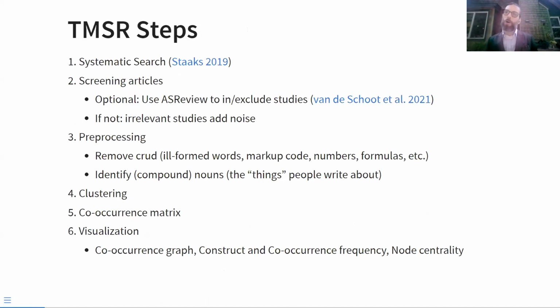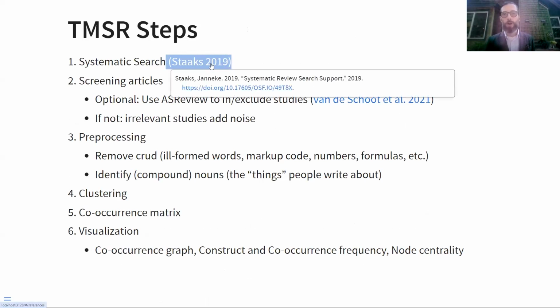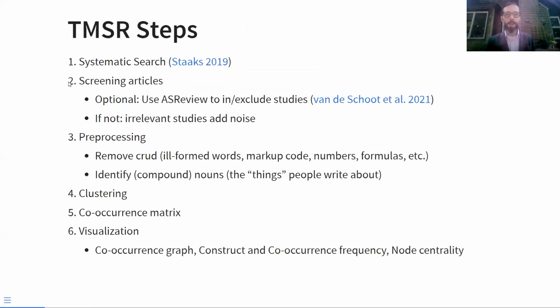So the general steps of a text mining systematic review are as follows. First, you conduct a systematic search, and I always cite my former colleague Janneke Staaks, who assembled this really great resource for how to conduct a systematic search. She was a librarian. And then you have to screen articles to select relevant ones. In this stage, it's also possible to use machine learning informed tools. I like to cite ASReview, which is a free open source tool for including and excluding studies by using reinforcement learning to train a machine learning model which kind of studies you are interested in and help using that to help you select them.